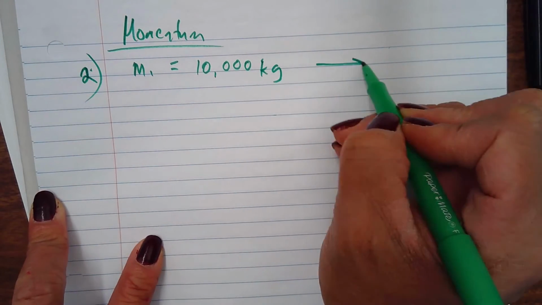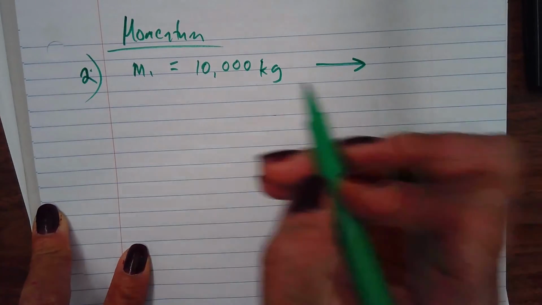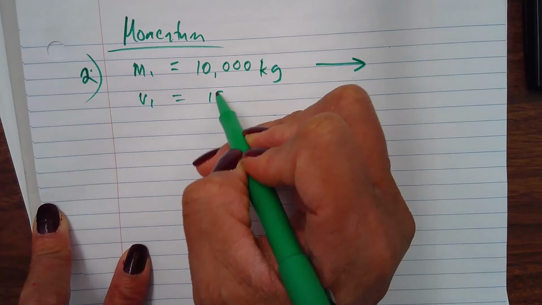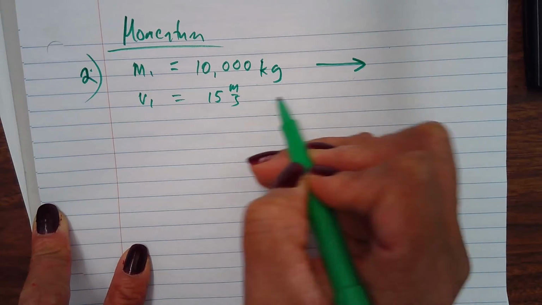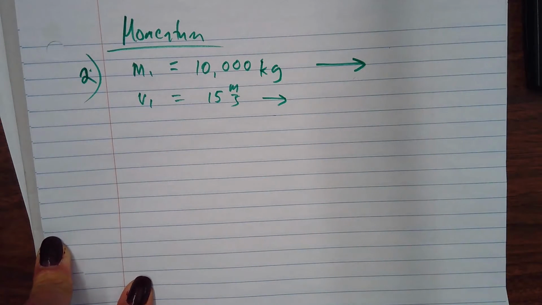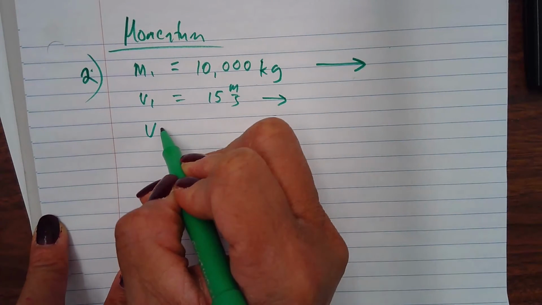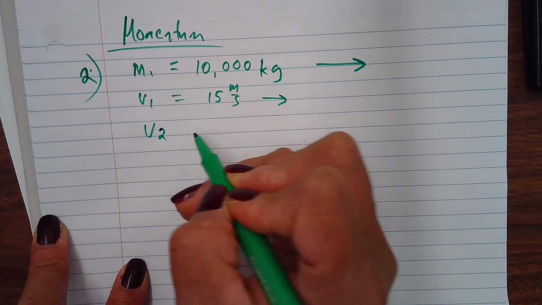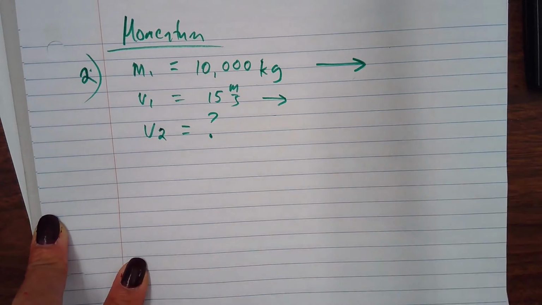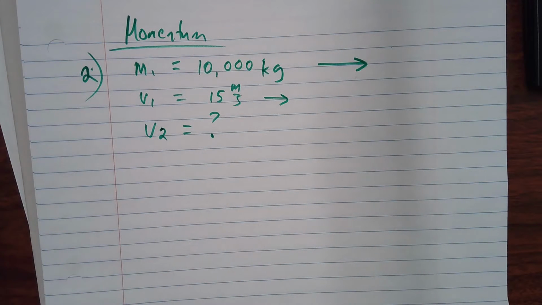And it's moving to the right with the speed of 15. So the V1 is 15 meters per second, moving to the right. What is the velocity? So I'm looking at V2, so that the two cars will stop when they collide. First of all, in order for them to stop, do they need a head-on collision? Yes, they have to.